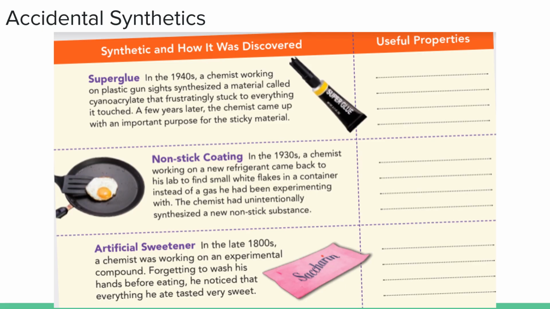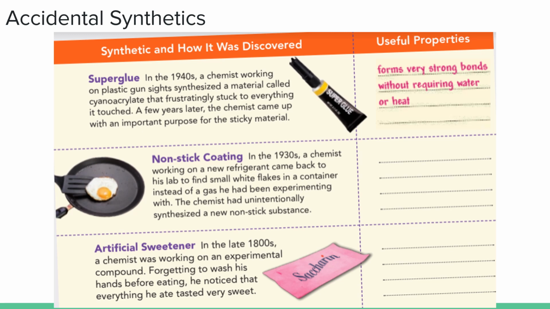Accidental synthetics. So synthetic and how it was discovered. Super glue. In the 1940s, a chemist working on plastic gun sights synthesized a material called cyanoacrylate that frustratingly stuck to everything it touched. A few years later, the chemist came up with an important purpose for the sticky material. What are the useful properties? They form very strong bonds without requiring water or heat.